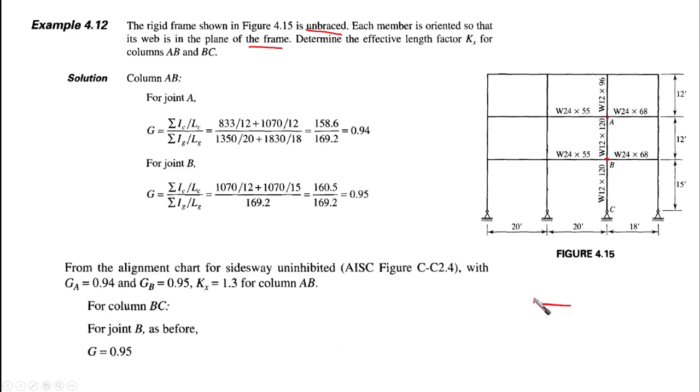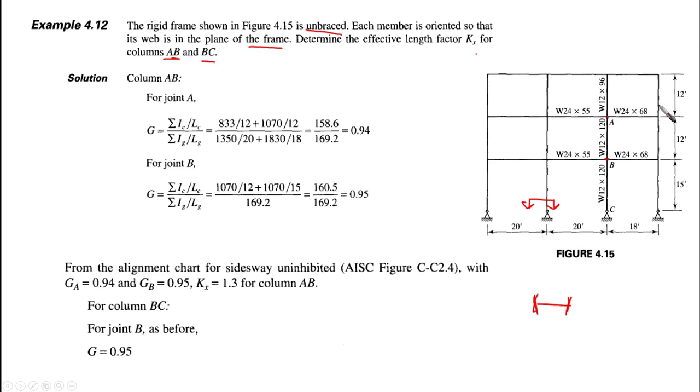So they are making something like this, for example. If we take a cross section here, this is the meaning of in the plane of the frame. So the web is in the plane of the frame. Determine the effective length factor Kx for columns AB and BC. So we want to check the effective length factor Kx for AB and BC.